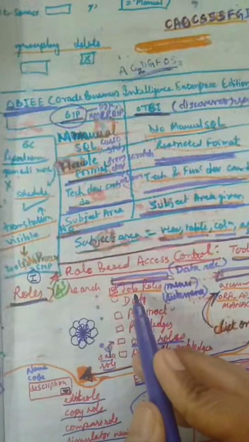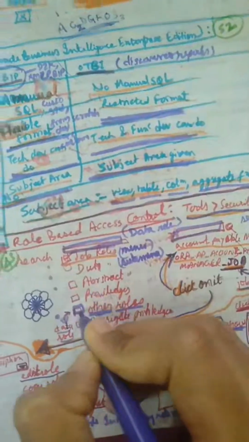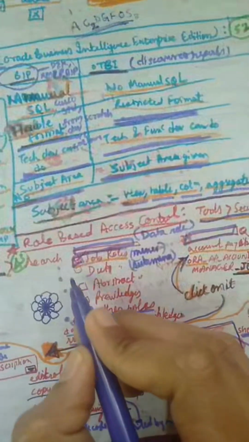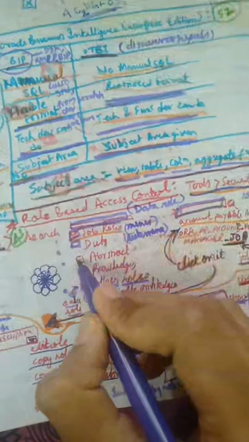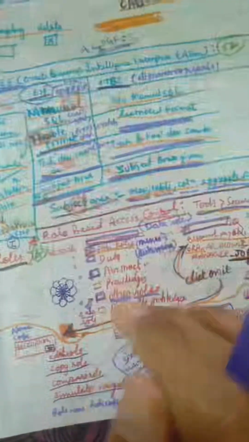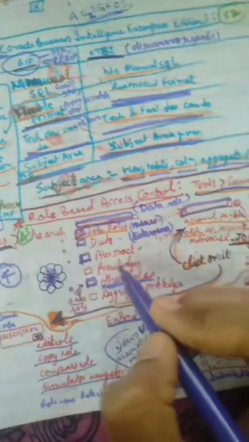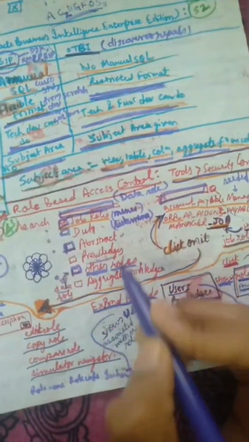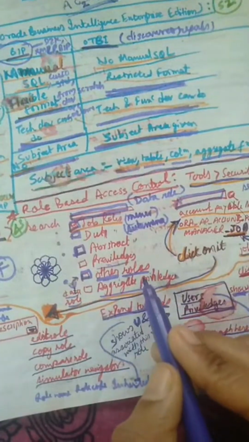So now we have four. One is other roles, which is nothing but the data role, then we have job role, then duty role, and the fourth one is something called an abstract role. We'll discuss it later. Apart from this, we have privileges and aggregate privileges. These two things are also there.